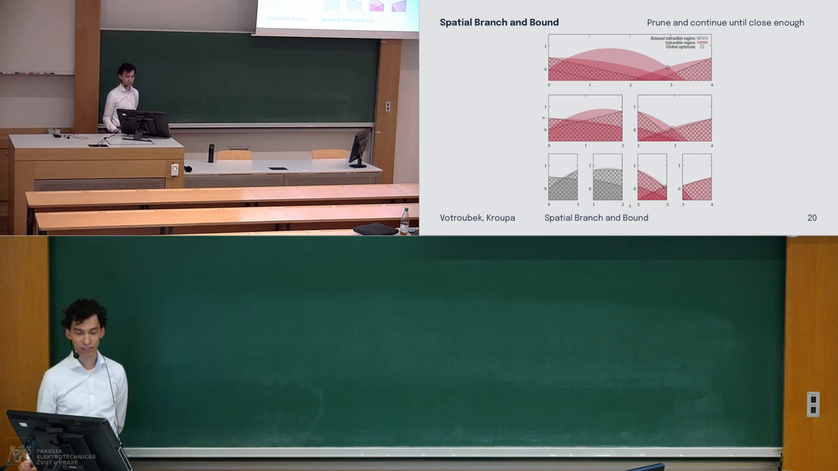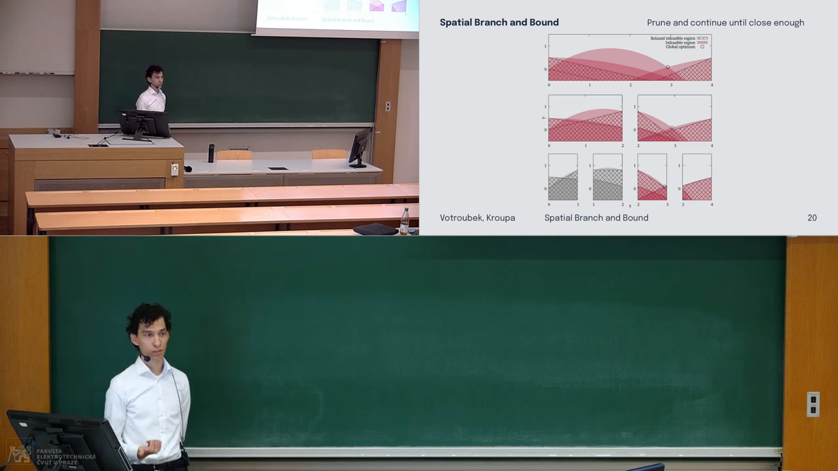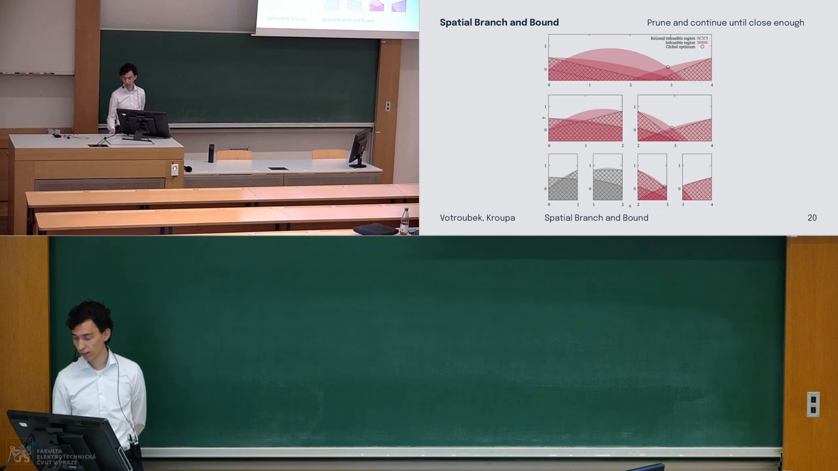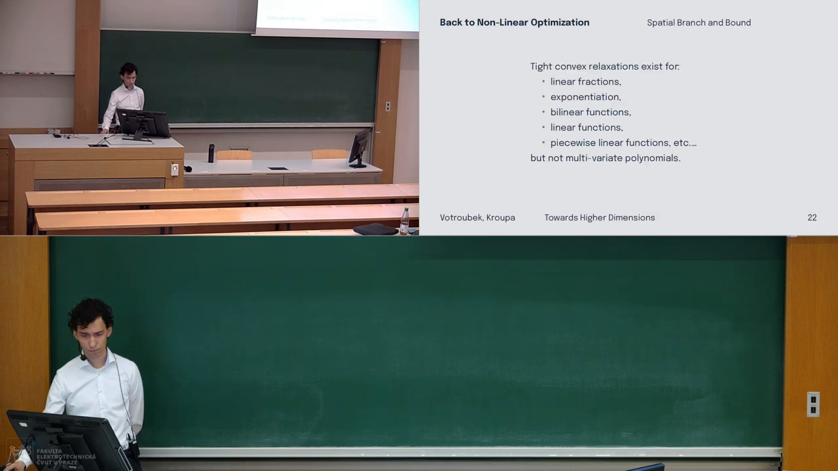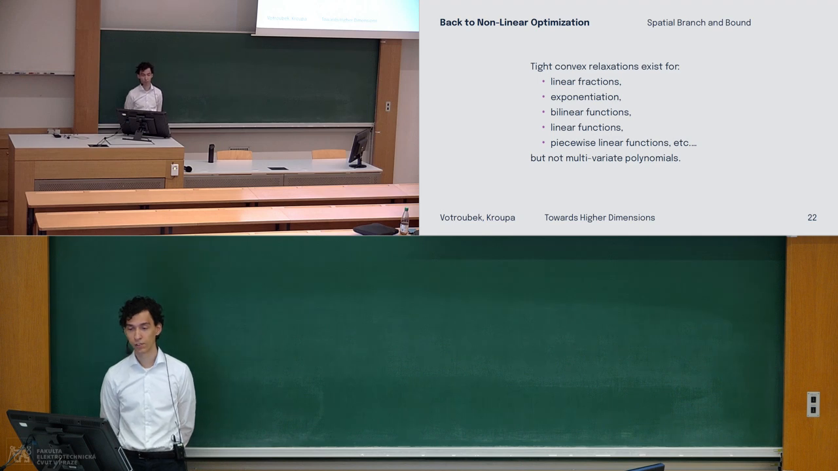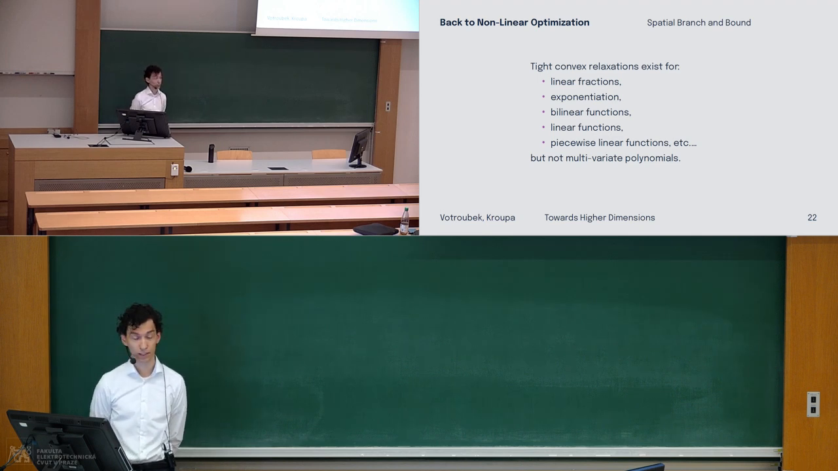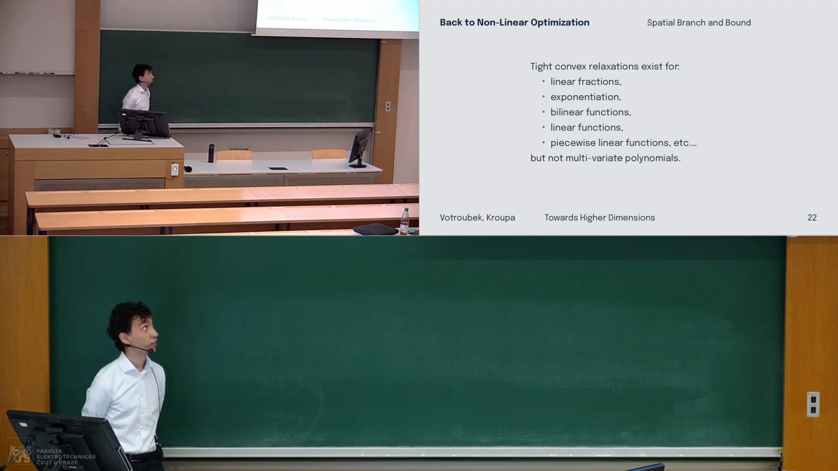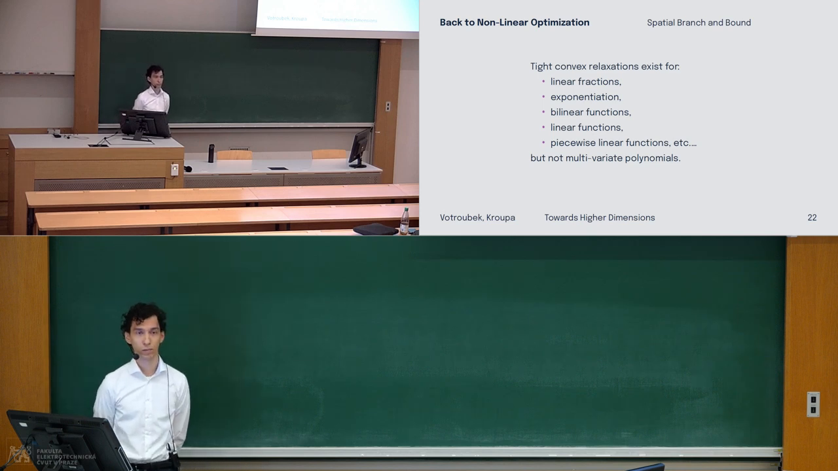Now, this is kind of predicated, first of all, on being able to find feasible solutions, which is why I talked about the heuristic before, using linear programming, nonlinear programming, and also on being able to construct the linear or convex relaxations. Now, there exist many relaxations for many different things, so from fractions, exponentiation, piecewise linear things, trigonometry, and stuff like that. But multivariate things can be a problem.